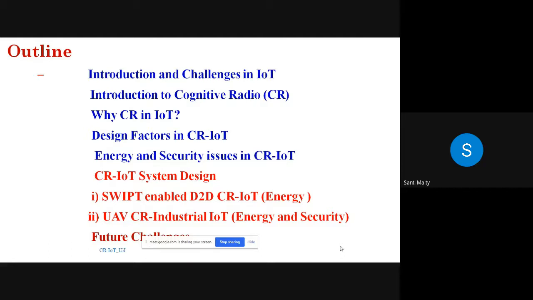Then I will briefly talk about two system designs, where energy efficient system design is the primary issue by means of D2D communication in CR-IoT, energy harvesting based approaches. And then the second one is a typical application of unmanned aerial vehicles, CR industrial IoT system designs. So let us start with IoT. In brief, what is an IoT? There are different definitions in the existing literature and among the community. But in brief, more or less the things are common: it's nothing but a connection of objects through internet using different communication technology. So in one sentence, if you like to define IoT, IoT is nothing but interconnection of different objects through internet using different communication technologies.